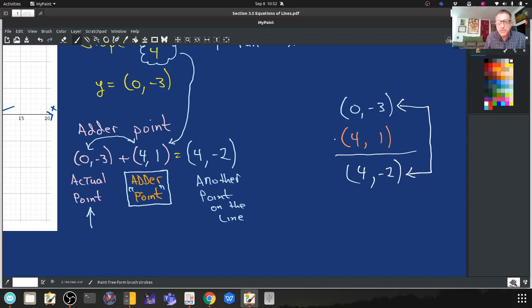So again, I emphasize, and that's kind of the reason I'm writing the adder point in a different color, the adder point is not a point on your line unless your y-intercept is 0, 0. Then it's actually a point on the line. Otherwise, you just start with the given point plus adder equals new point. And by that I mean a new point on the line.